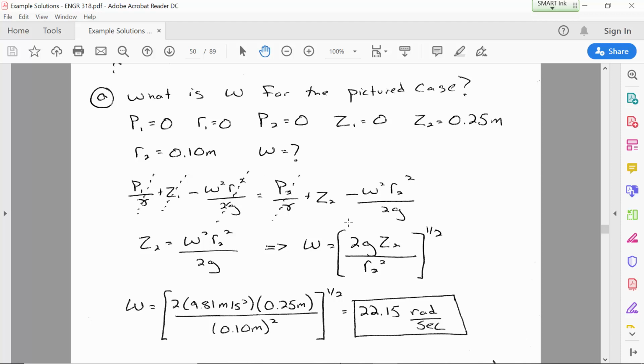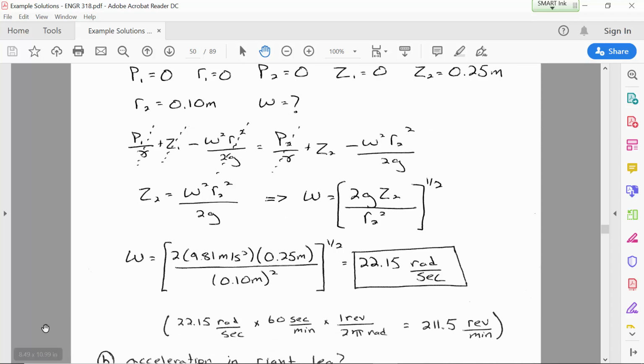Okay, and then if we get some practice converting between radians per second and RPM, in this case, since we're going from radians per second into RPM, then we multiply by 60 seconds per minute. So now we have a certain number of radians per minute. And if we want to convert from radians to revolutions, we have to divide by 2 pi because there are 2 pi radians in a revolution. So that's 211.5 revolutions per minute, RPM.